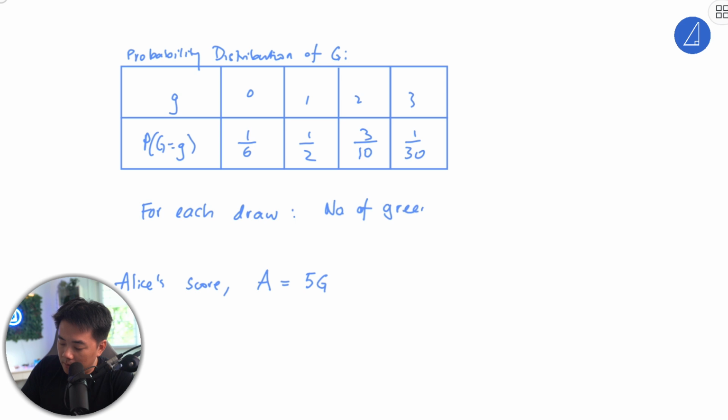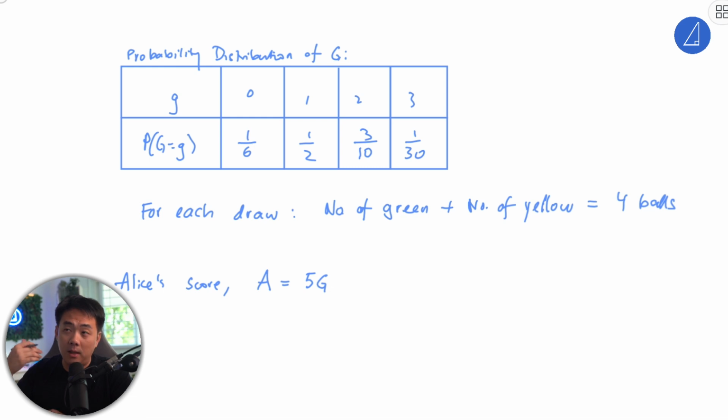Green plus number of yellow will be equal to 4 balls. Okay, that's it. At every draw, you draw 4 balls in your hand. Number of green balls plus number of yellow balls would definitely be 4 balls in total. So now green balls plus number of yellow balls is equal to 4.